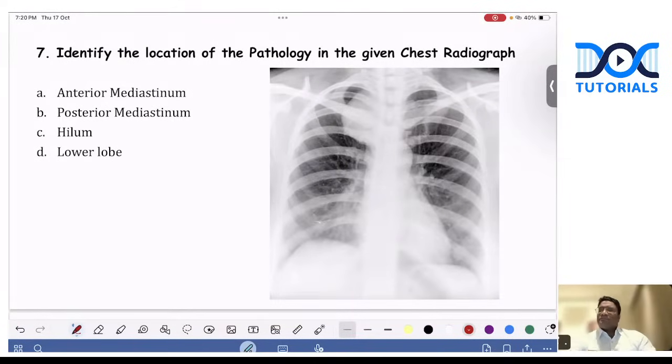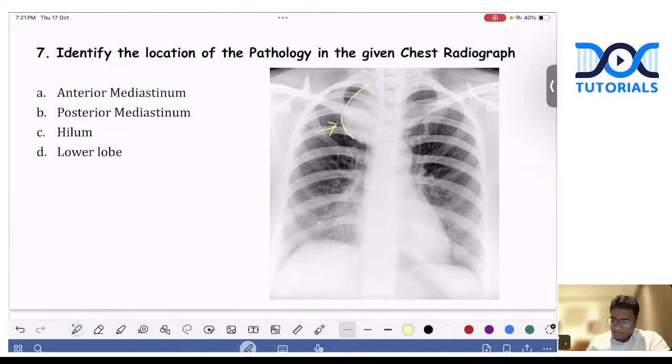Right side. Okay. Which zone? Upper zone, middle zone, lower zone. Where do you think it is? Right upper zone. Okay, all of you are answering it right. This is right upper zone. What I want you to look at is how the radio-opacity is seen. Is it ending at the clavicle or extending beyond the clavicle? That is what you have to see.